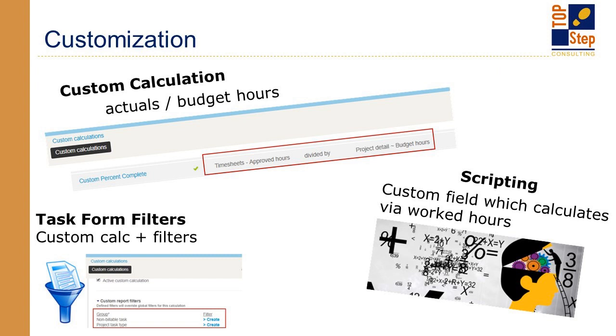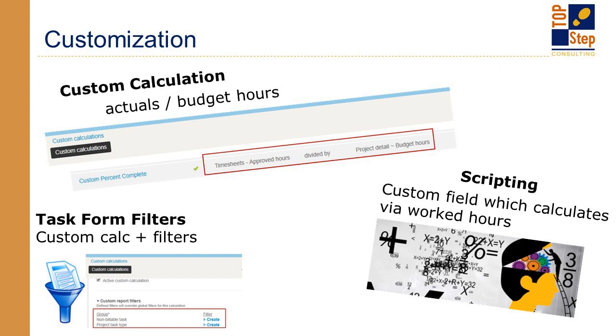Jumping into the customization, switching hats again and looking at the different options here, there's several ways to accomplish customization based on your organizational needs. So the first is custom calculations, just looking at actual hours over budget hours instead of approved hours. So maybe you didn't want to use approved hours, or maybe you didn't want to use the planned hours, you wanted to use your budget hours, for example, on your project. So you would just set up a custom calculation there. You can call it percent complete, custom percent complete, and then that would be a reporting value to pull up and look at.